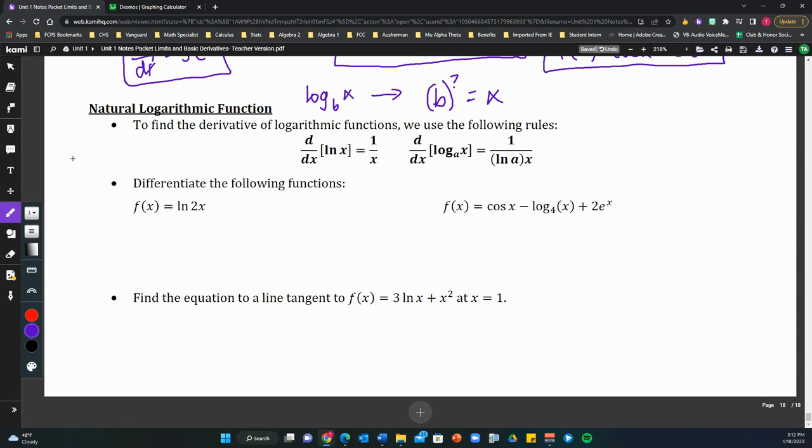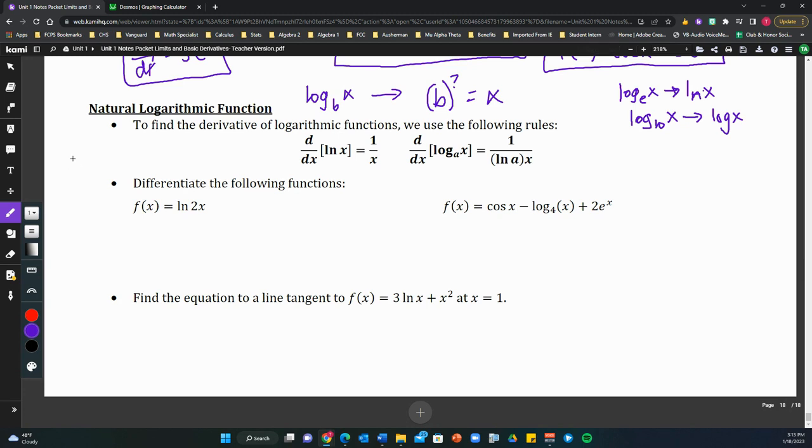So base e or base 10, remember those are the two big ones. When we have a log base e of x, we actually write that as natural log of x. If we have log base 10 of x, we just simply write that as log of x. That's referred to as the common logarithm. Those are the two buttons on your calculator that evaluate logarithms. Those are the two bases the calculator can actually solve for.